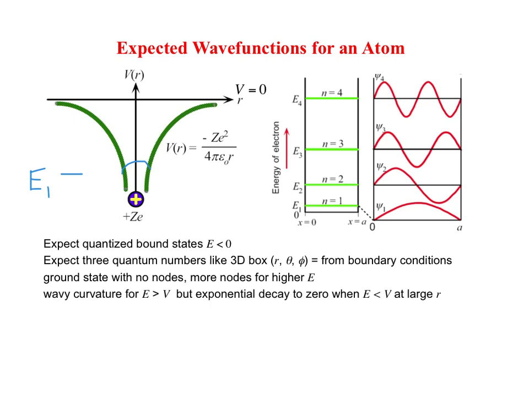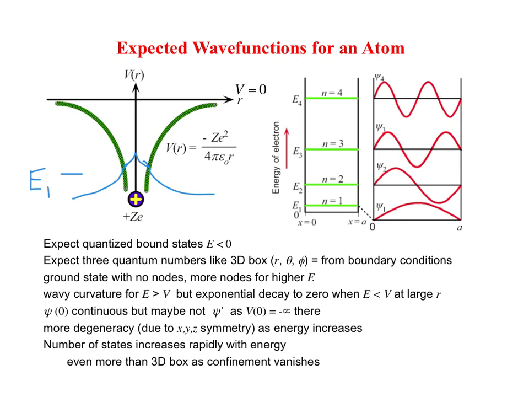From our experience with tunneling, we know that we expect wavy curvature when energy is greater than the potential, but exponential decay when energy is less than potential. So we expect that at large r, our wave functions will decay exponentially. Notice that we drew our wave function with continuous first and second derivatives, but because the potential at r equals 0 is minus infinity at the nucleus, we don't really expect the first derivative to be continuous there. So we shall change our wave function guess a bit and draw our wave function with a bit of a cusp.